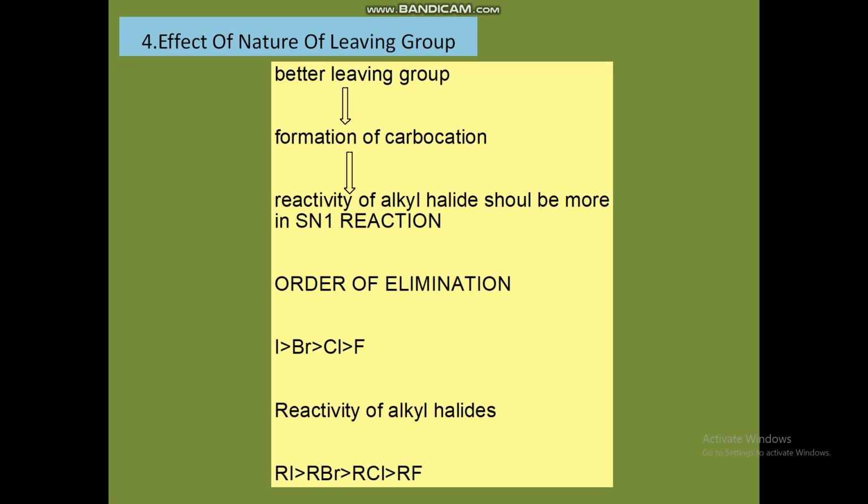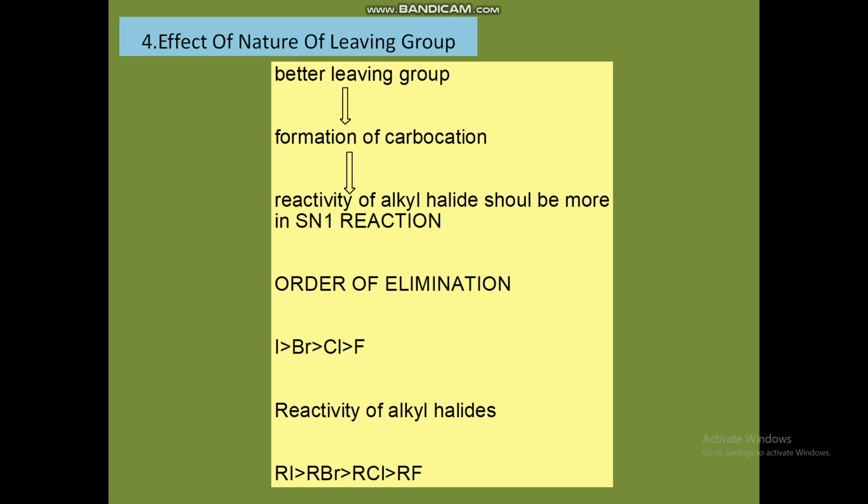So the effect of nature of leaving group: what is happening here in the SN1 reaction? The first step is the formation of a carbocation intermediate by the removal of a leaving group. Okay, what is the evidence? The better the leaving group, the lesser the activation energy for the transition state, leading to the formation of carbocation.